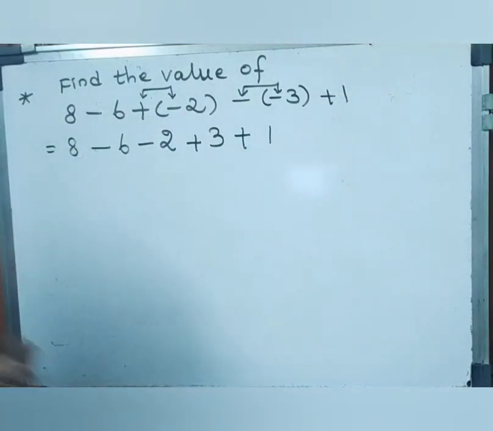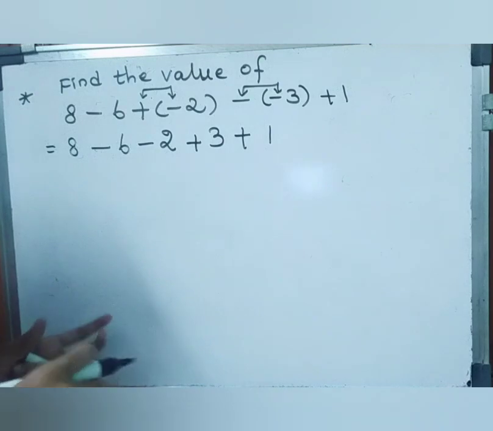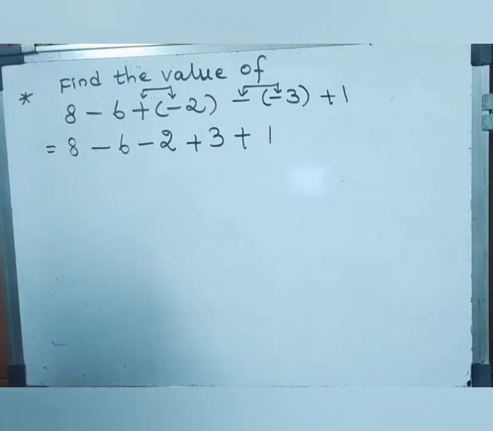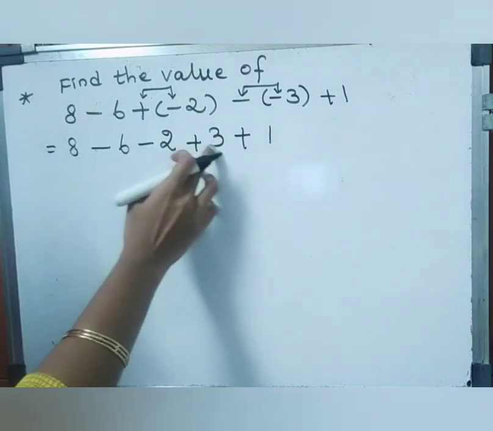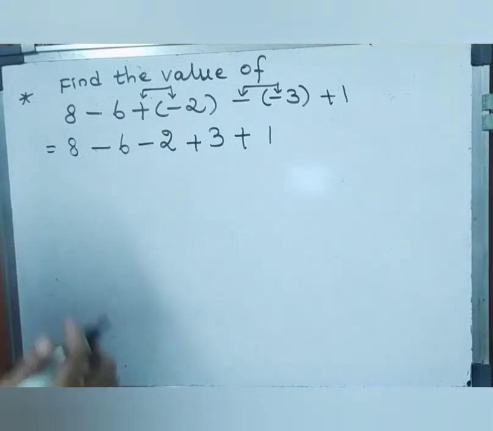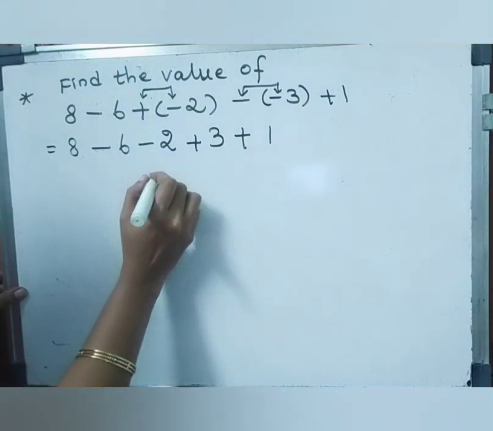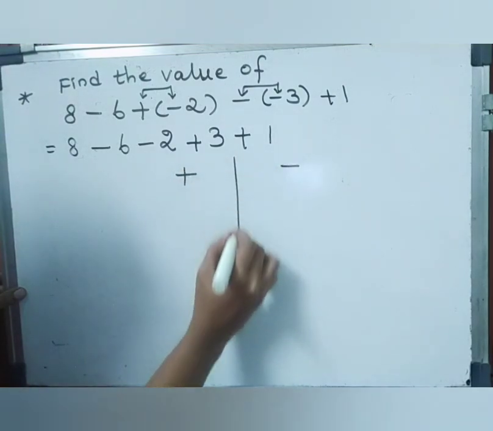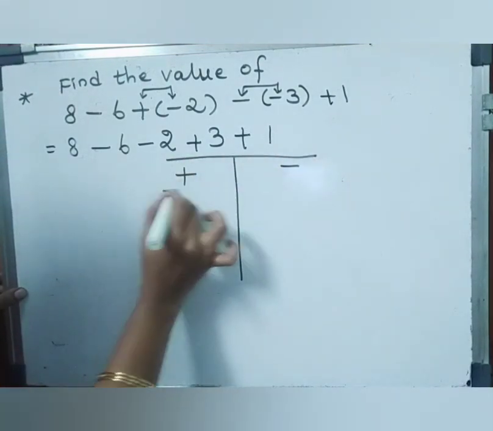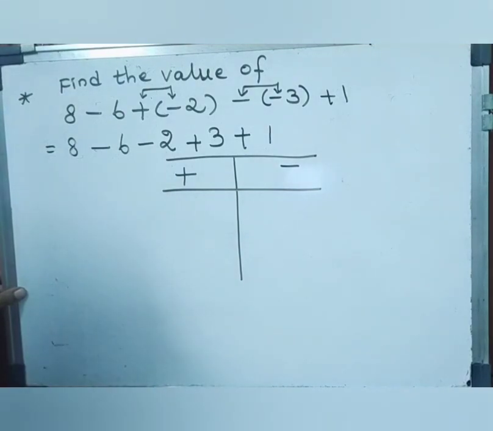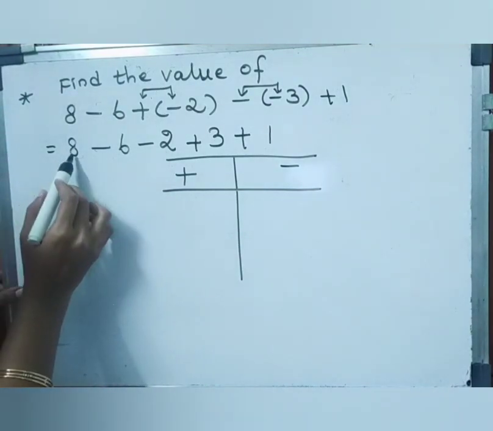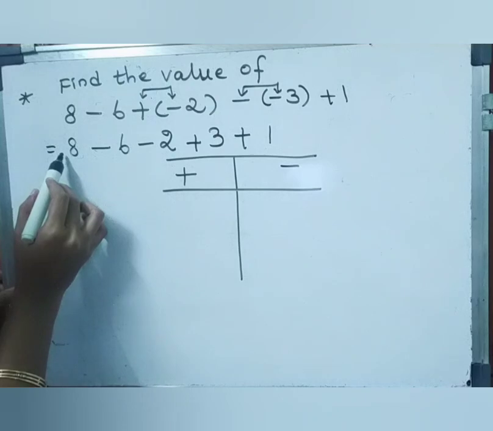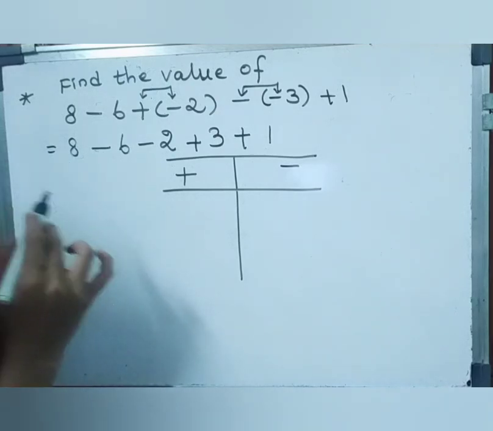Here if there are only 2 integers, we can apply the rule directly, we can write the answer. But here there are 3, 4, 5 integers. So there is another easy way. I am going to collect positive integers and negative integers separately. So if there is no sign for any number, it is always called a positive integer.